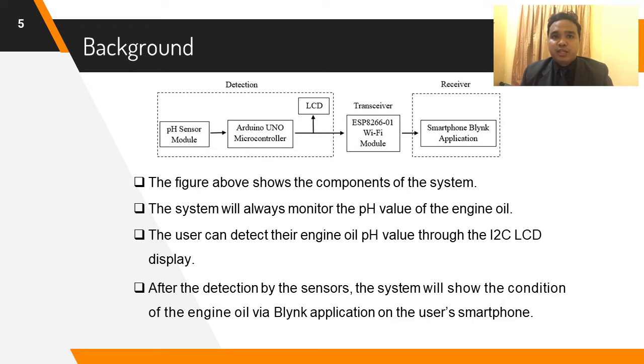For the transceiver, I am using the ESP8266 Wi-Fi module to send the data from the microcontroller to the receiver. As for the receiver, I am using the software called Blynk application. This application will show the data received from the sensor module and the Arduino on the user's smartphone. The system will always monitor the pH value of the engine oil.